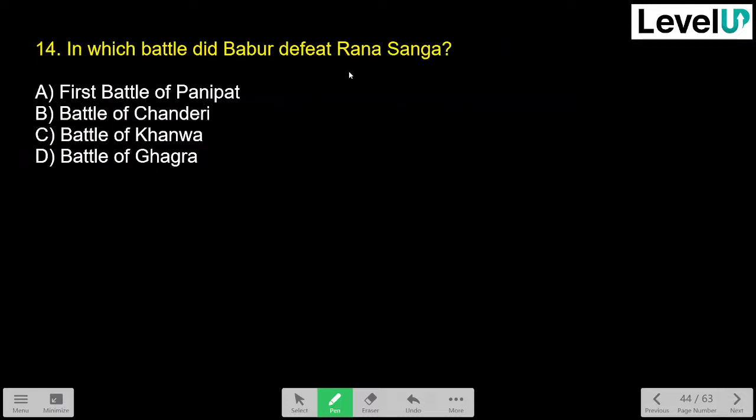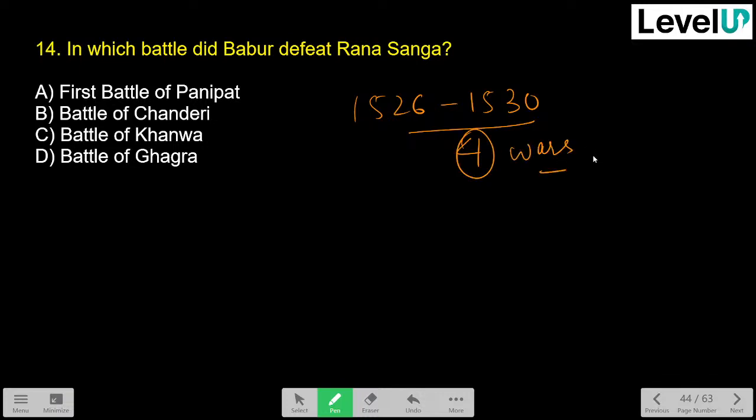In which battle did Babur defeat Rana Sanga? Babur actually arrived in India in 1526, and from 1526 to 1530 he fought four wars, including the First Battle of Panipat, and he died in 1530. He even defeated Rana Sanga, a very powerful ruler from Rajasthan, that is Mewar. So he defeated him also.